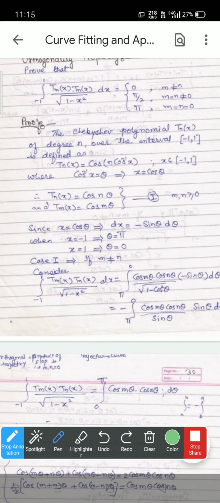First case, if m is not equals to n, then the integration from minus 1 to 1 of Tm of x into Tn of x divided by square root of 1 minus x square dx. So substitute all these values. Tm of x is equal to cos of m theta, Tn of x is equal to cos of n theta, square root of 1 minus x square means 1 minus cos square theta, and dx is equal to minus sin theta d theta.